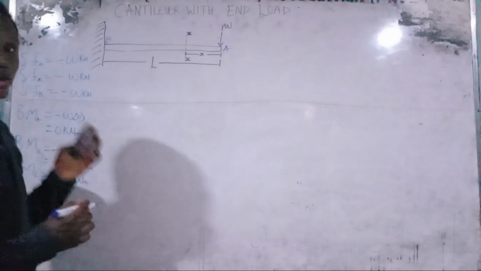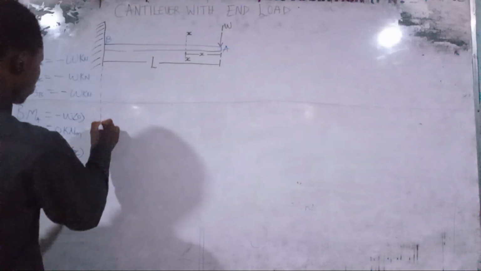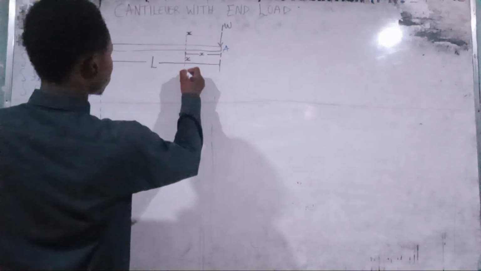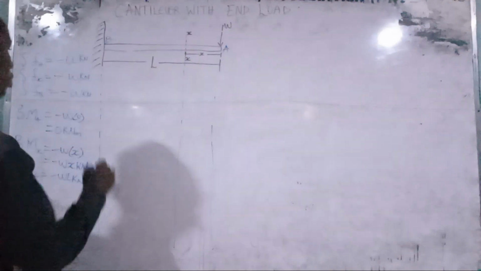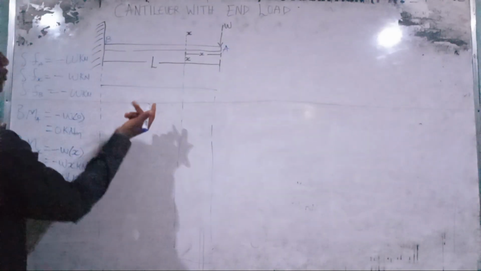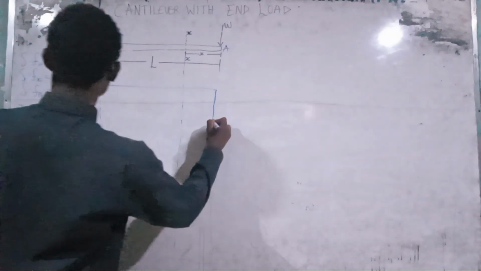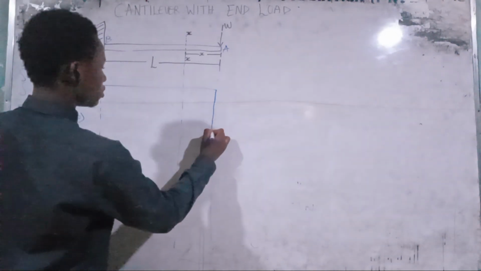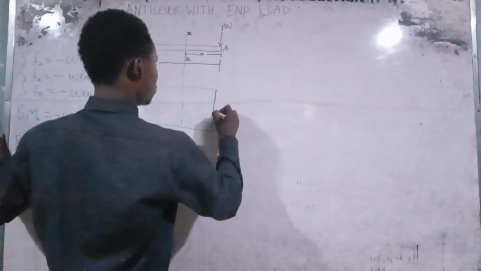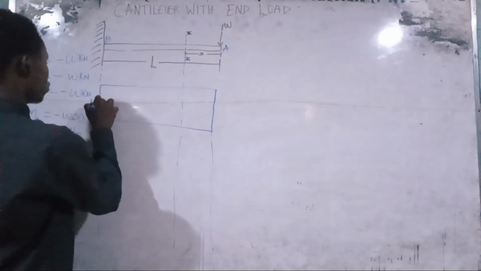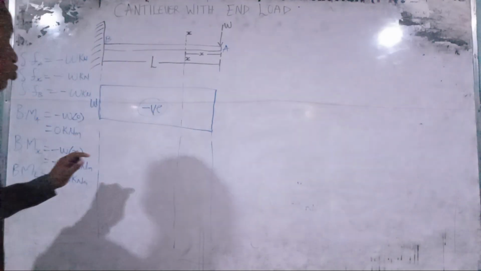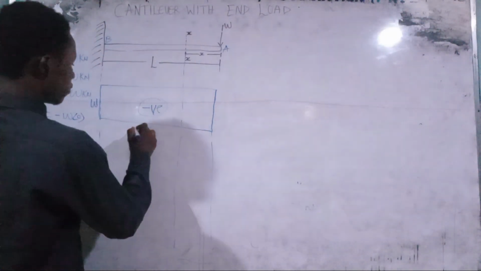So now if we are to draw the shearing force, it would be this way. At A here, our shearing force is minus W. Since everything is the same, we are going to have it in a straight line form. So we have here minus W, we have W kilonewton. This is negative here, so this is the negative form. So this is our shearing force diagram.